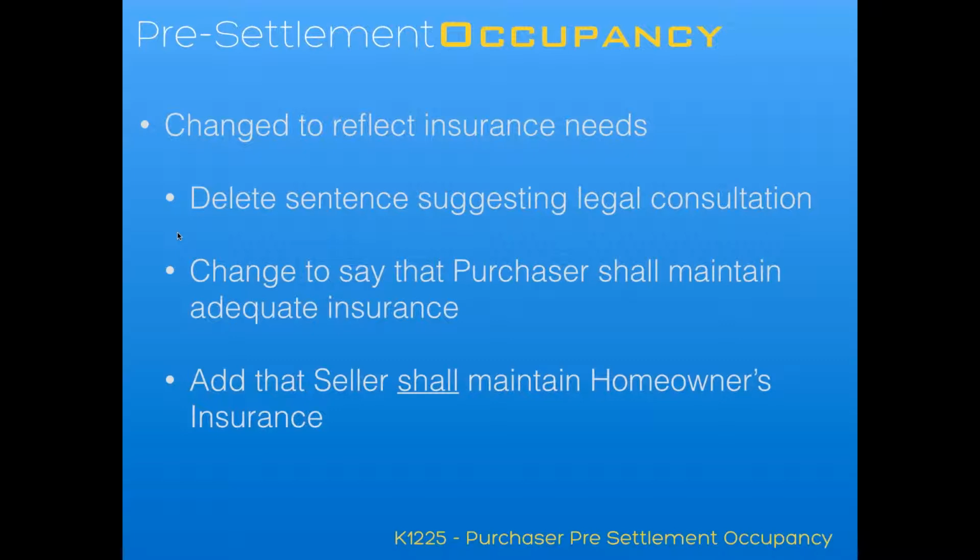Now, a couple of things that are important to the changes. First and foremost, we have addressed insurance issues. Most of you remember that the seller had to maintain homeowners insurance. That still remains true. The seller still has to keep homeowners insurance on the property during the time in which the buyer, now turned tenant for a period of time, occupies the property. We remove the line that suggested seeking legal consultation, because it exists everywhere in our contracts and the forms. But now we're saying that the purchaser has to also get adequate insurance before they can occupy the property. This is not a request. This is a contractual requirement, and it is a shall requirement, which means they have to do it.